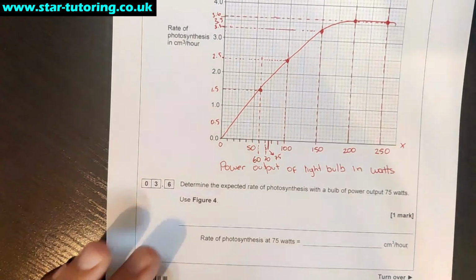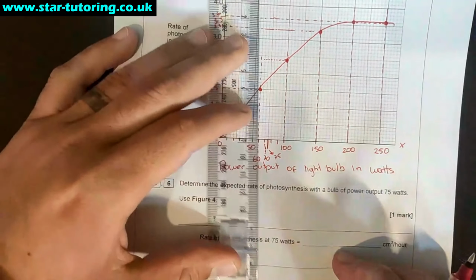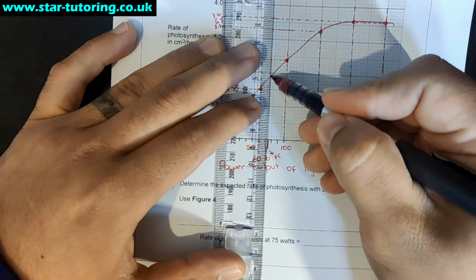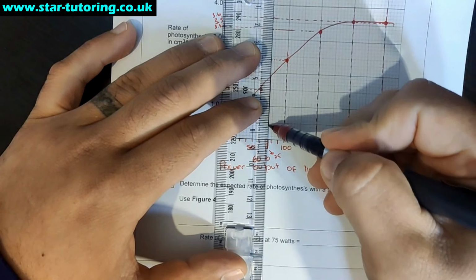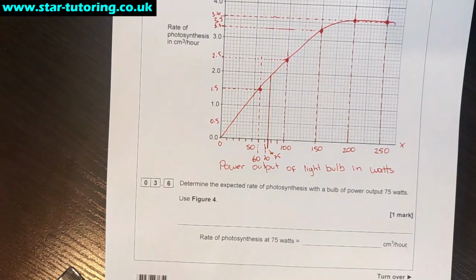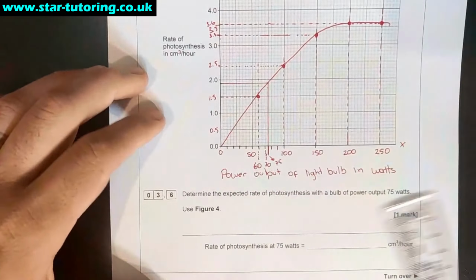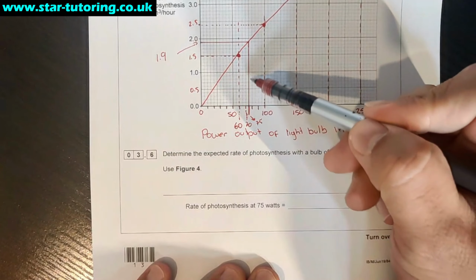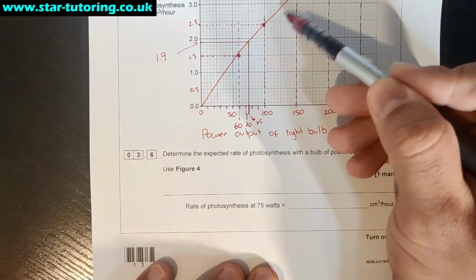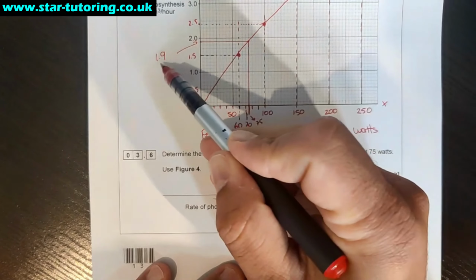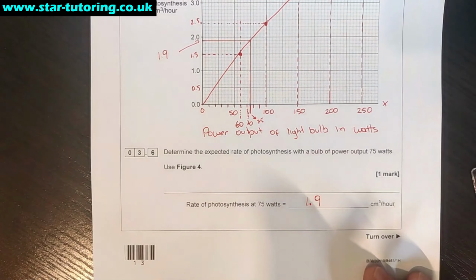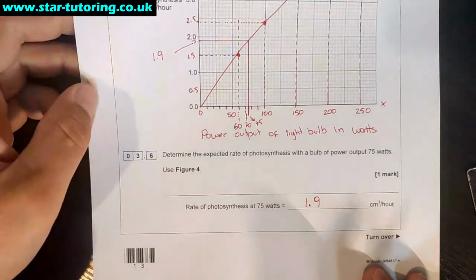Okay, so once again we trace the line from 75, there you go. Okay, so according to our graph, from 75, if you follow up until the line, until the curve of best fit, you stop it there, you go across, and then we end up with 1.9. Okay, there you go, easy peasy, easy marks. Okay, right, so let's go to the next question.